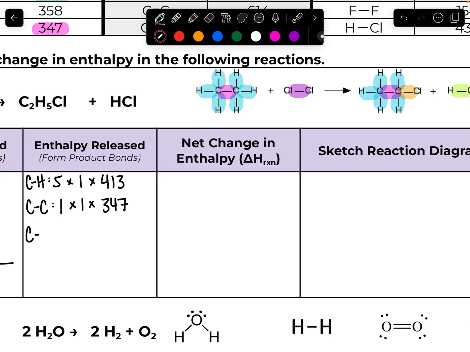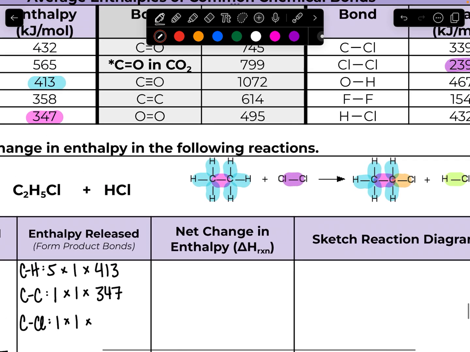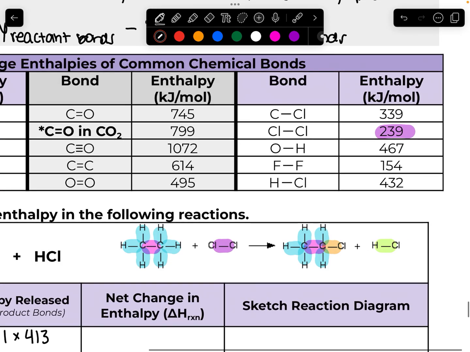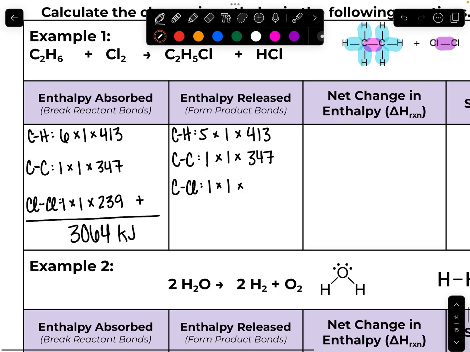Okay, so I have a C–Cl single bond. I make 1 of those, that's highlighted in orange. I have 1 mole of it, and the energy to form a C–Cl single bond is 339 kilojoules.